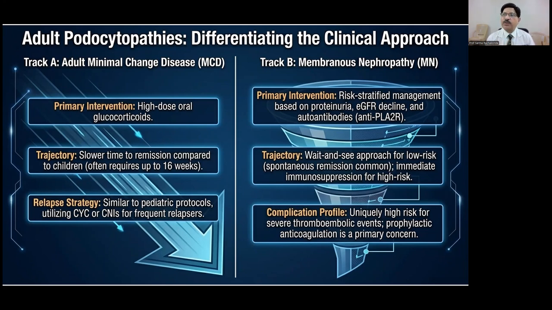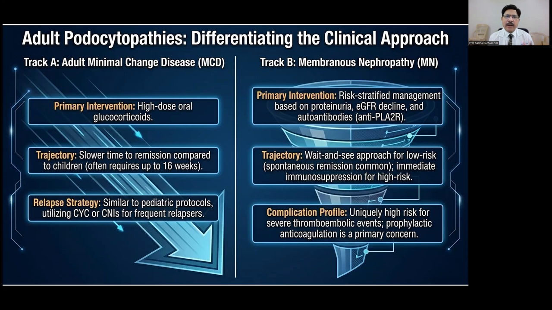I can wait up to 16 weeks before I call steroid is not worth. Okay, I must use high dose. What is high dose? I will show you. Relapsing strategy, similar to pediatric protocols, utilizing the CYC or CNIs for frequent relapses. What is relapse? More than 2 relapses in 6 months or more than 3 relapses in any 12-month period. That is the relapse. If that is there, then stop steroid and go for other steroid sparing therapies, which I will narrate in the next part of the presentation.